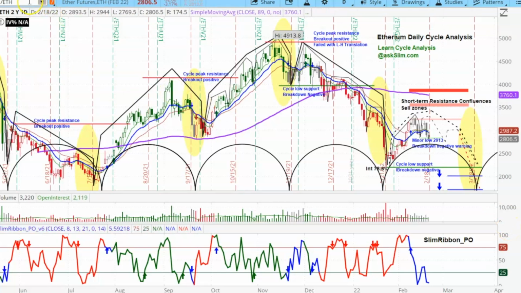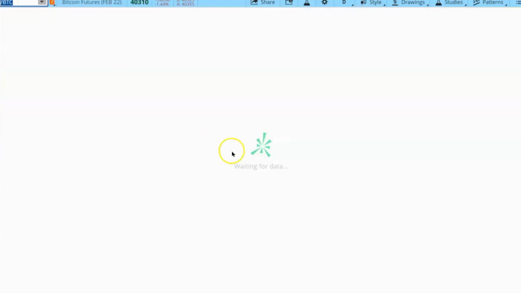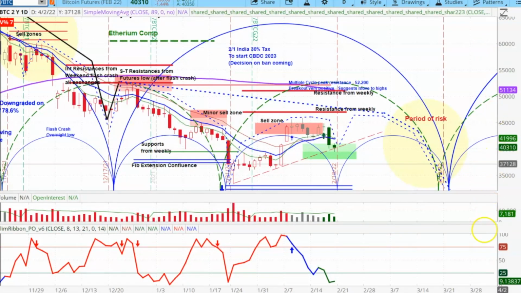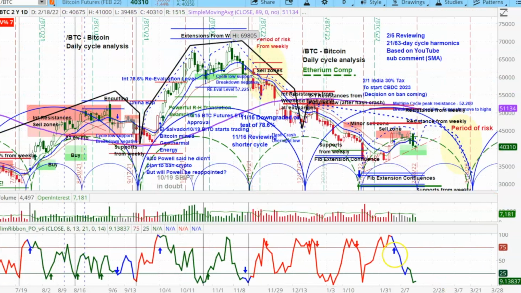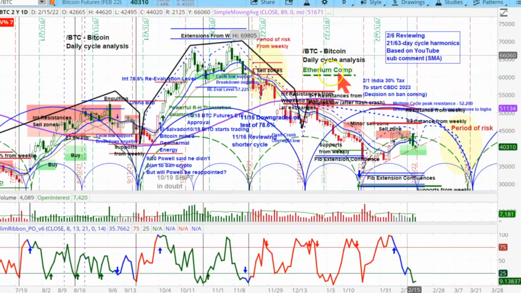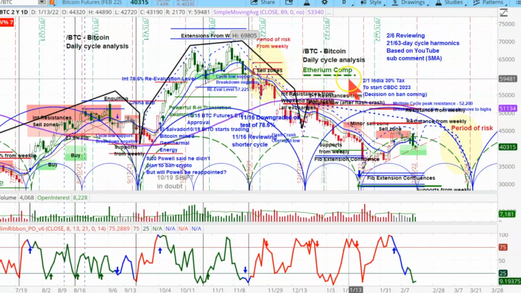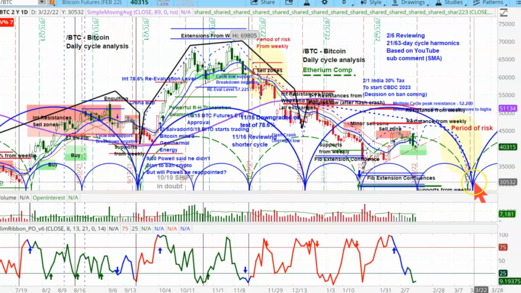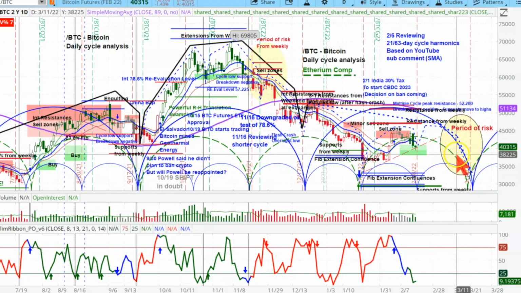Now let's compare this to Bitcoin, because what I've done is now laid this analysis over the Bitcoin analysis. If we look at Bitcoin, it's a little bit different in that the cycles don't quite lay out the same. But what's really interesting is, now you can see the Ethereum comparison is the green dash. That's this cycle right in here and coming down into this period in mid-March to early April. That aligns with the period of risk in Bitcoin also.